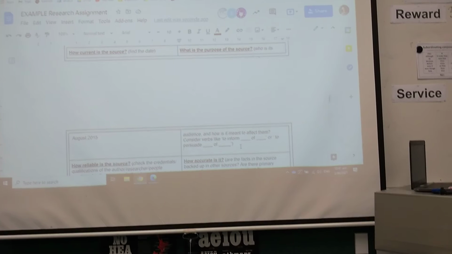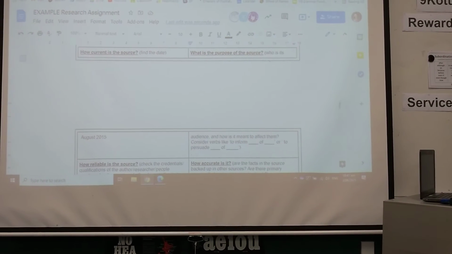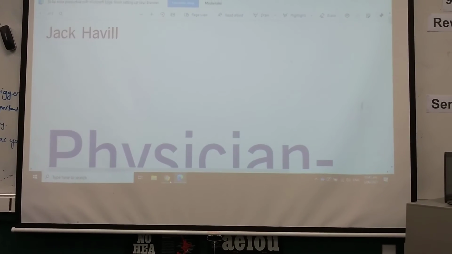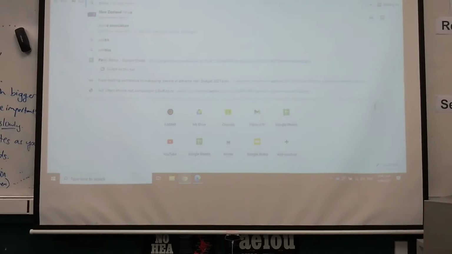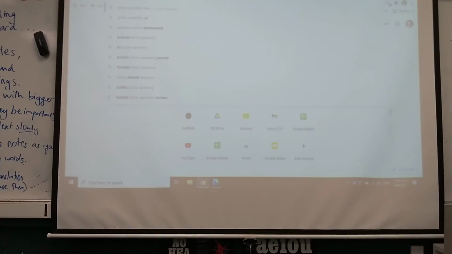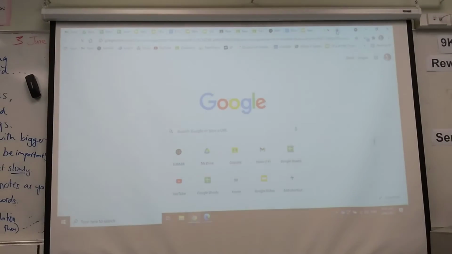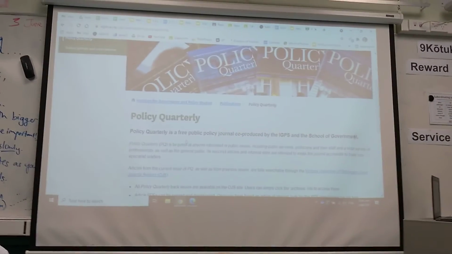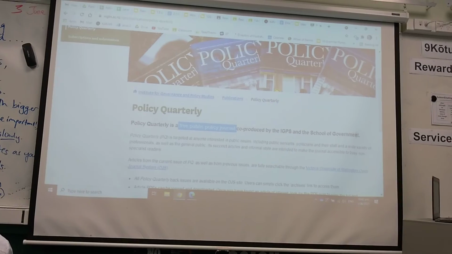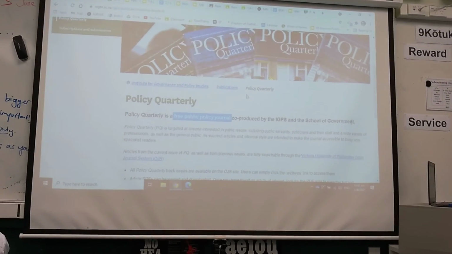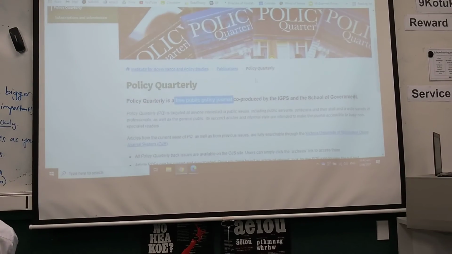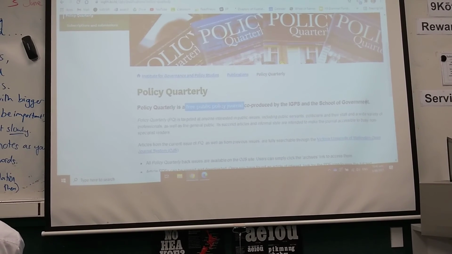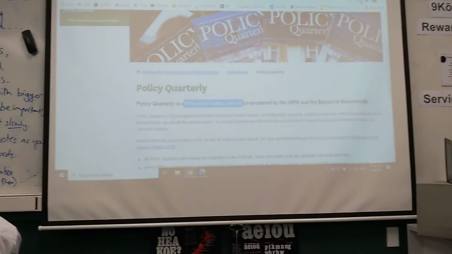If it's in an academic journal, the academic journal is called Policy Quarterly. So one way to find out who the audience is, is to Google Policy Quarterly, New Zealand, and just read a little bit more about it. It tells you what it is. It's a free public policy journal, co-produced by something to do with the government and Victoria University. So indeed, it's something that the public should have access to, right? So you should be able to recognize that.